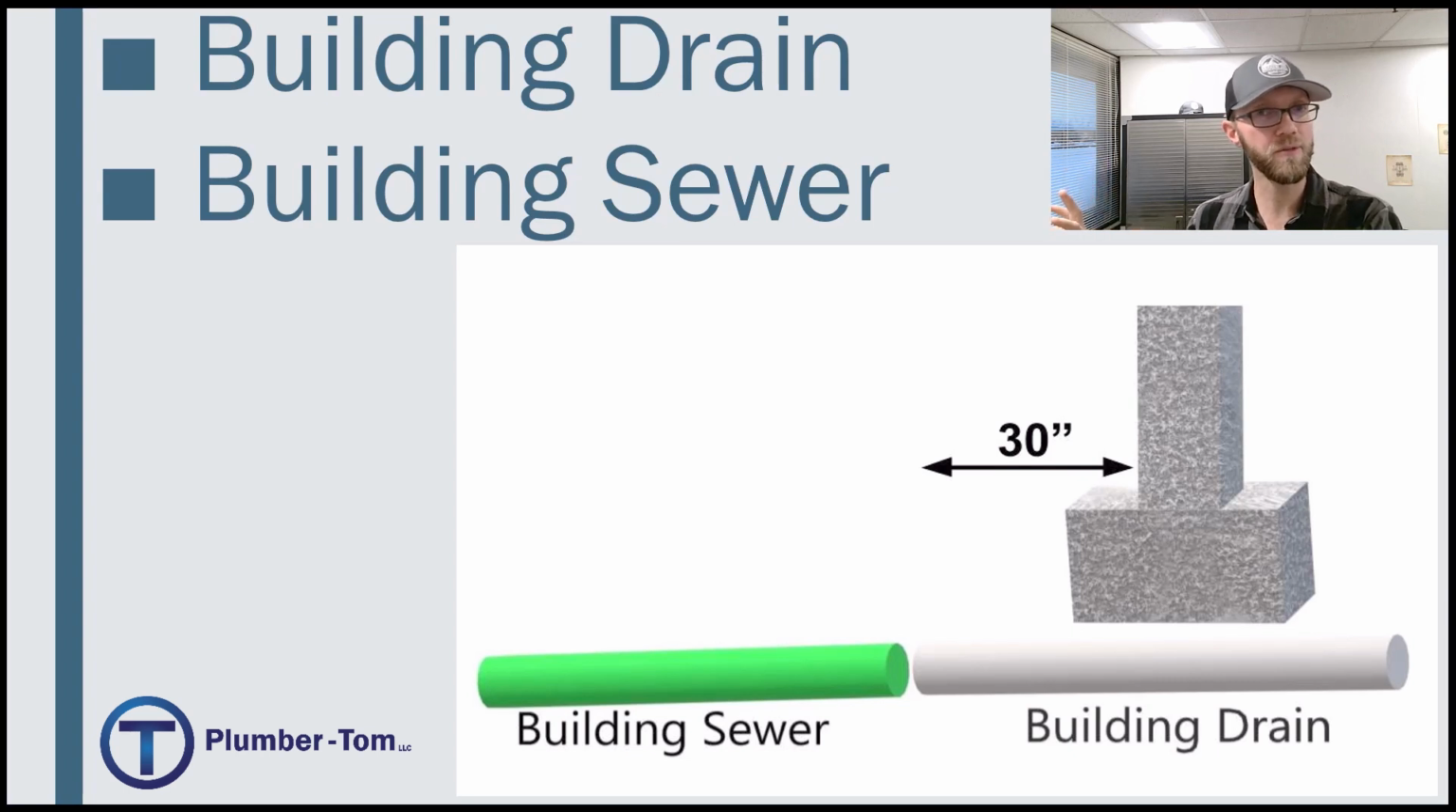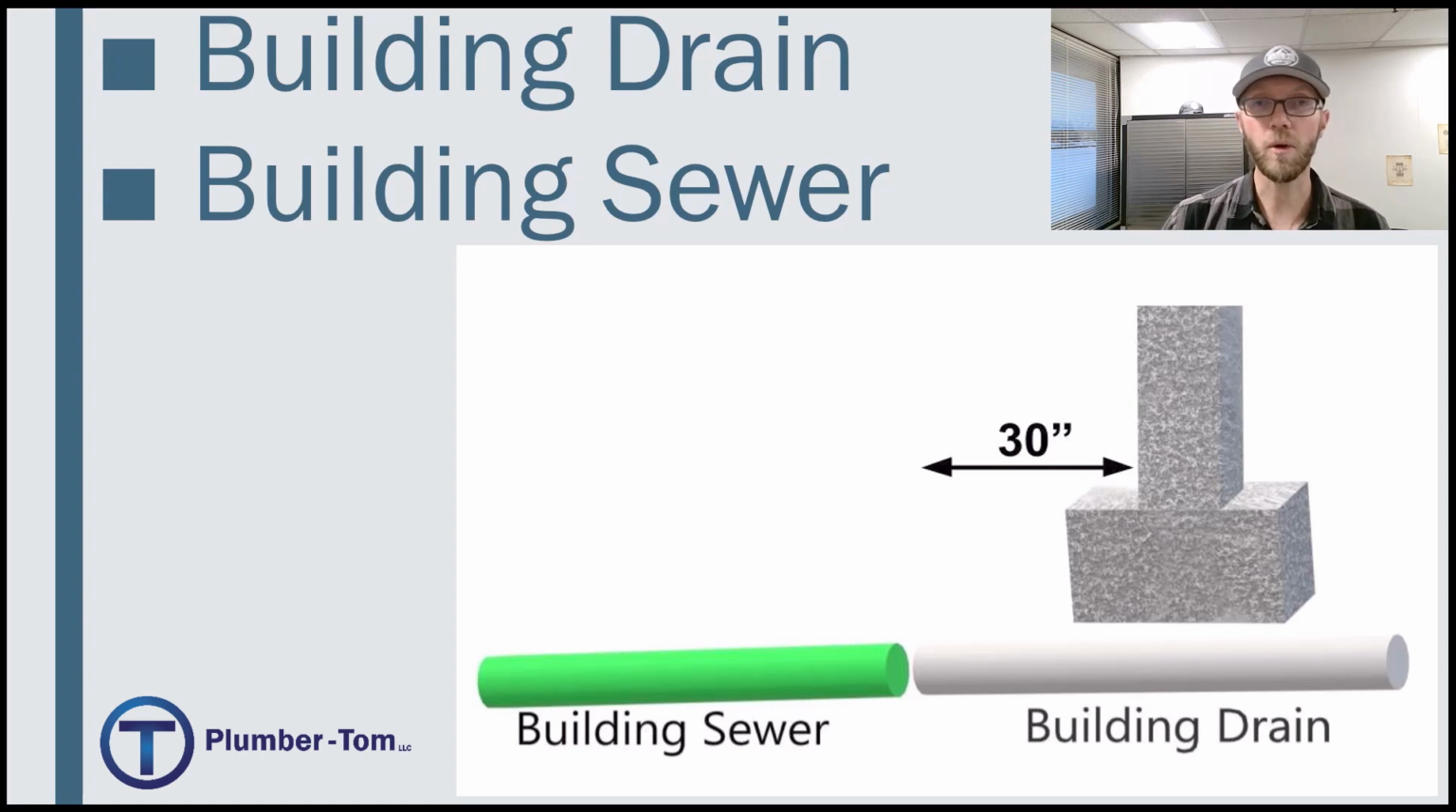So all the pipes from the inside, the drain pipes, come to this one pipe and then it goes out of the building. It extends 30 inches past the building and that pipe is considered the drain pipe. At that point, code requires that you have a clean out, and it connects to the building sewer.